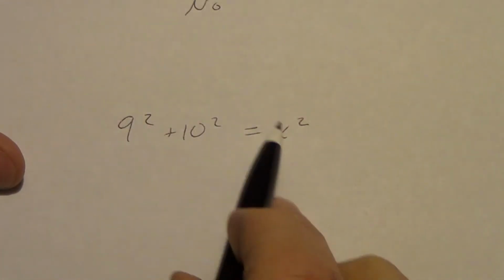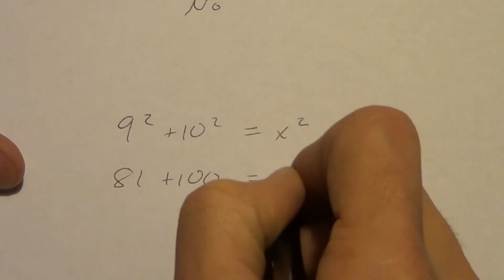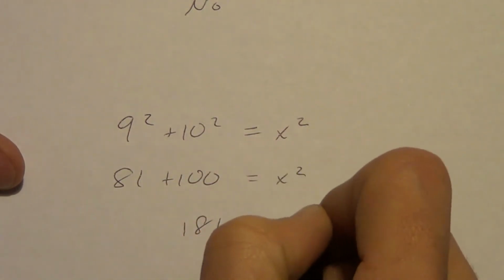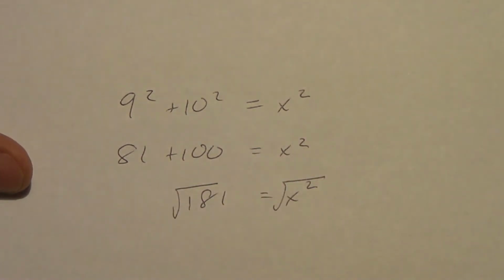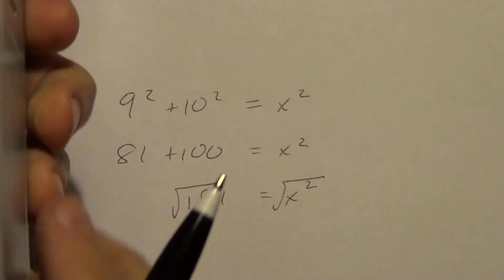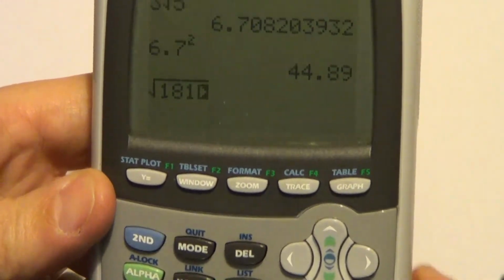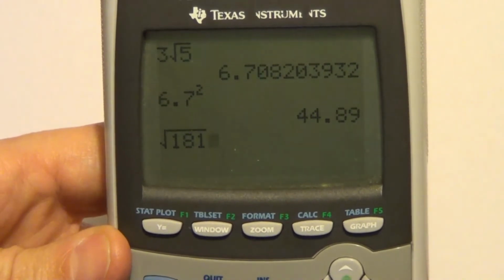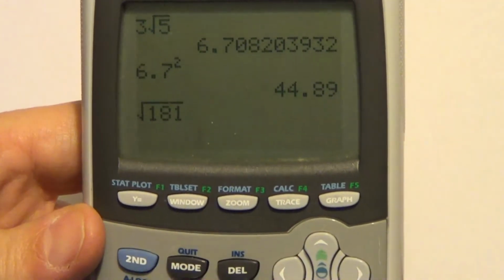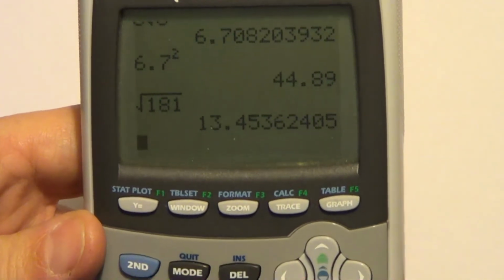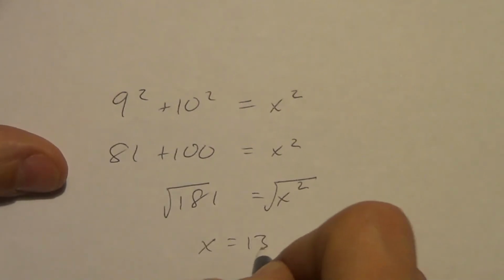Now this would be true if we had a right triangle. 81 plus 100 equals X squared. 181 equals X squared. Square root. 181 doesn't break down at all, but if we do type it into our calculator, the square root of 181 is going to be somewhere around 13.5, maybe a little bit bigger or a little bit smaller, okay, 13.45. All right, so X equals 13.45.